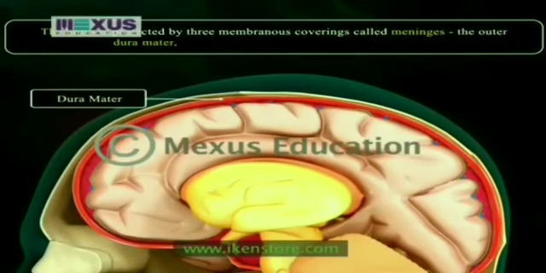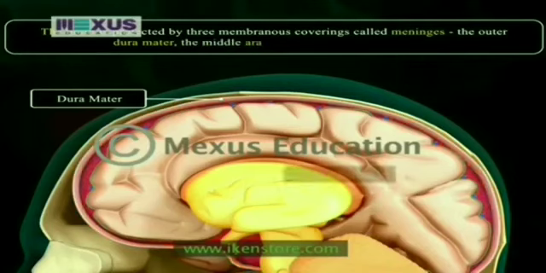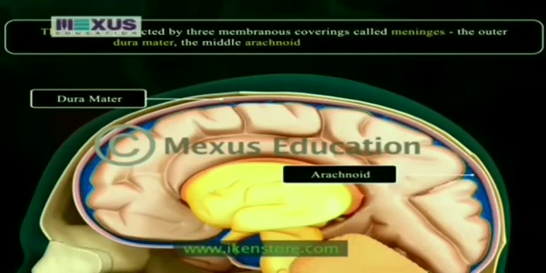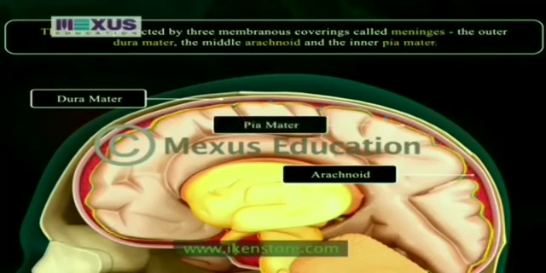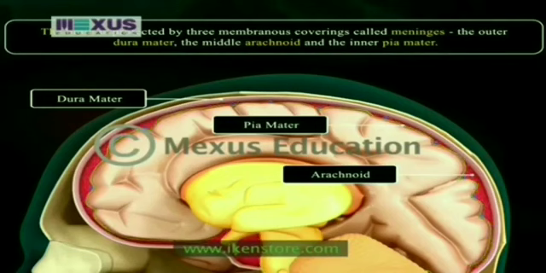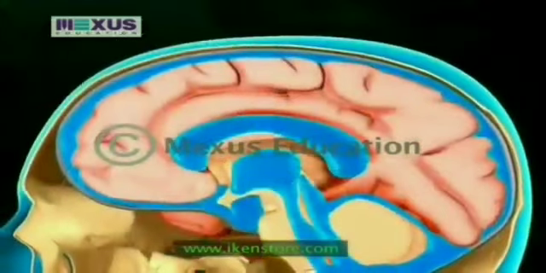It is the outermost tough, non-vascular, thick and fibrous meninge. It is attached to the inner side of the cranium. It is separated from the underlying arachnoid mater by subdural space. Arachnoid mater is the middle, thin and non-vascular layer of connective tissue having web-like appearance. It is separated from pia mater by subarachnoid space. Pia mater is the innermost, delicate and highly vascular membrane, lies in close contact with central nervous system.